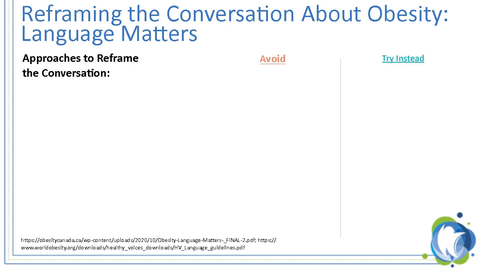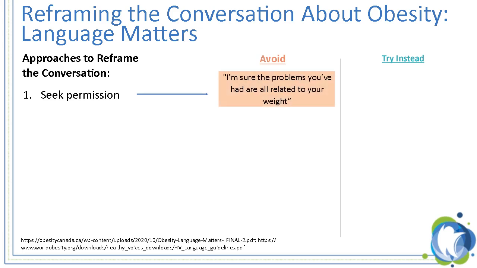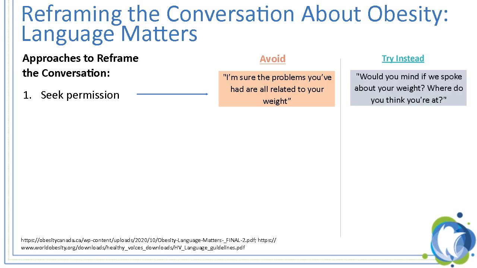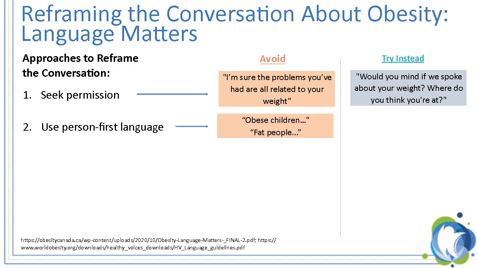Reframing the conversations about obesity. Again, language matters. Seeking permission about what you need to ask for. Not taking the paternalistic approach that traditional medicine has had, but really saying, can we talk about your weight? Are you at a place where you think we can talk about these things and strategies that might work for you? Using first person language, individuals with higher weight, individuals with a higher BMI, rather than labeling obese children or fat people.